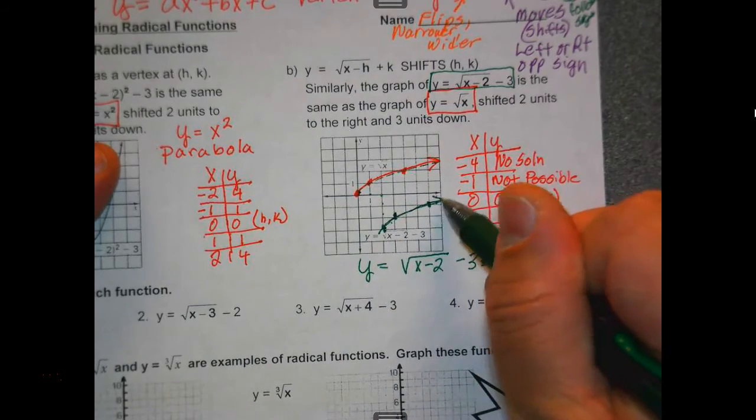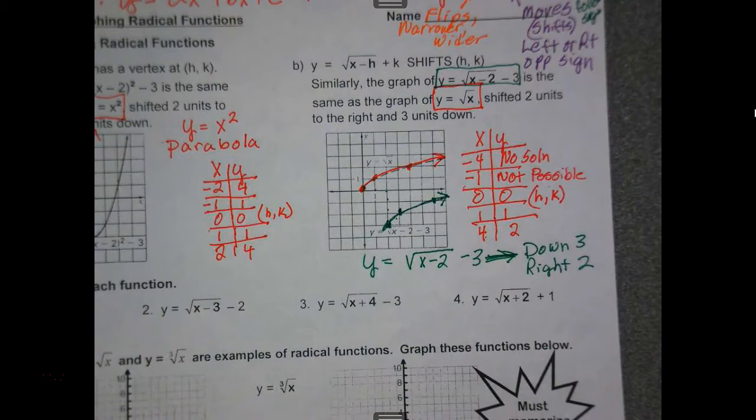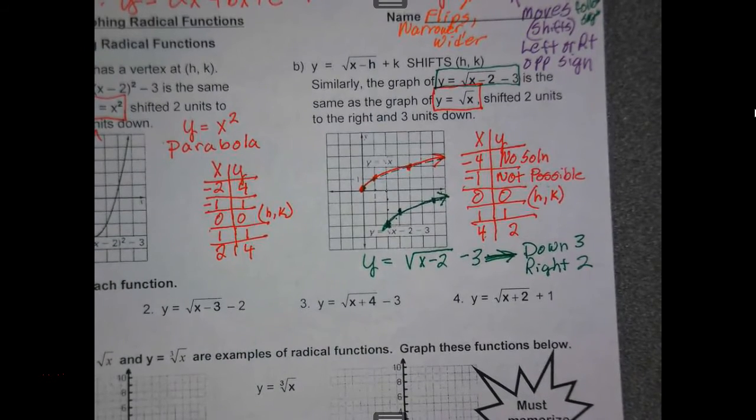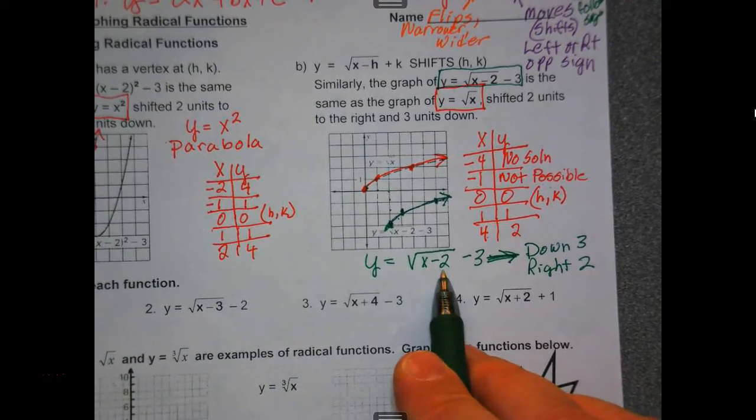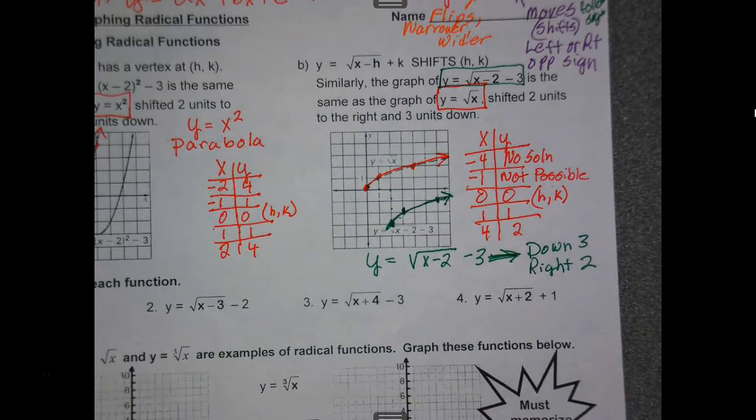And there's my transformed graph. See how easy that is? Easy, easy. Because it's like the absolute value vertex form that we did. Inside our absolute value bars, it moved left or right, the opposite sign. Well, we just happen to have the square root symbol instead of absolute value bars. So my H is opposite what's inside the math symbol. So I'm going right 2. Because it's outside, that's my K.